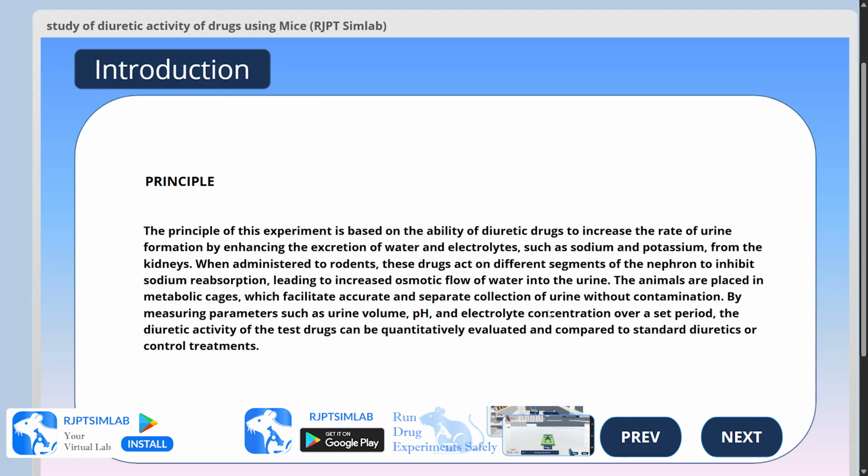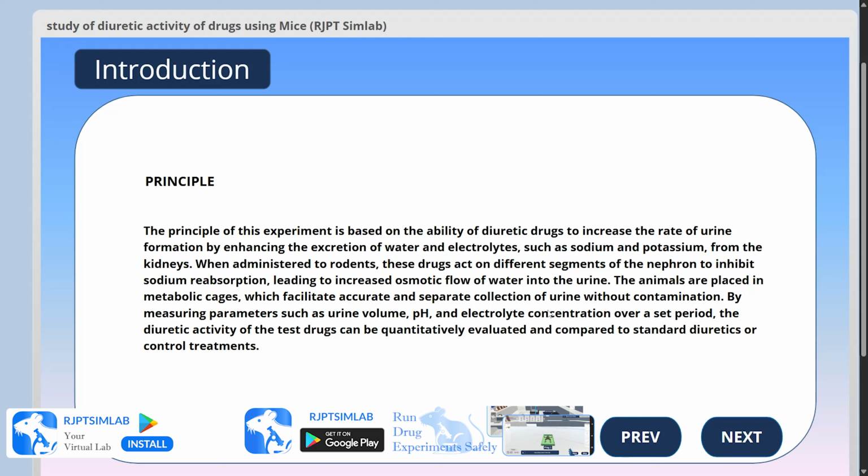The above lines say that this experiment is based on diuretic drugs. We are using the diuretic drug furosemide, which will increase the output of urine. It will increase urine formation, and by enhancing that, the excretion of water and electrolytes is increased from the body. Electrolytes can be sodium or potassium, and they will be excreted from the kidneys.